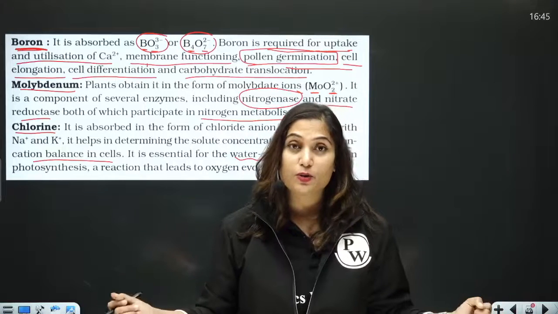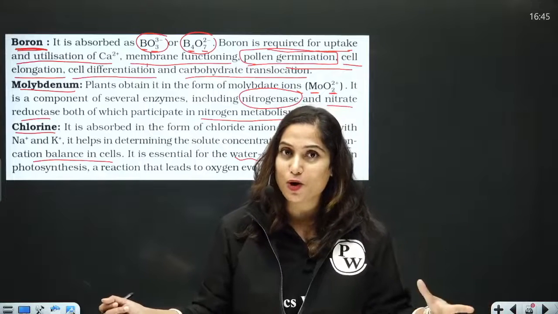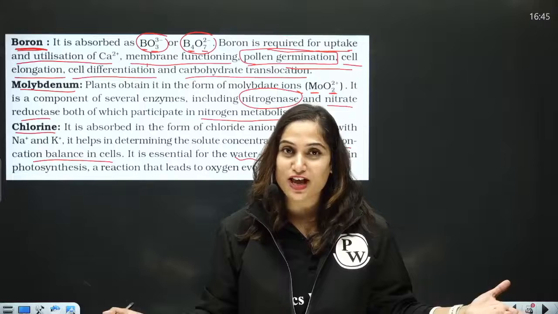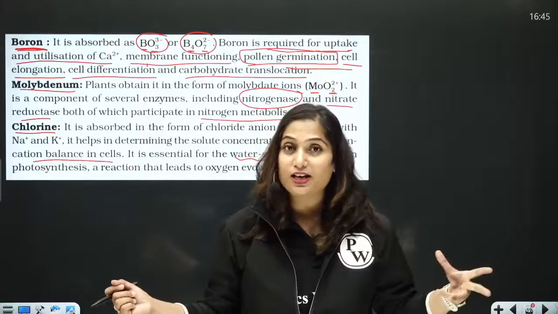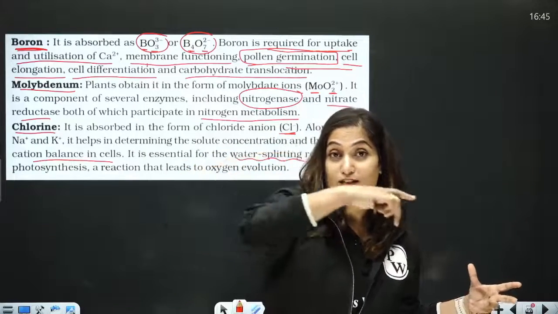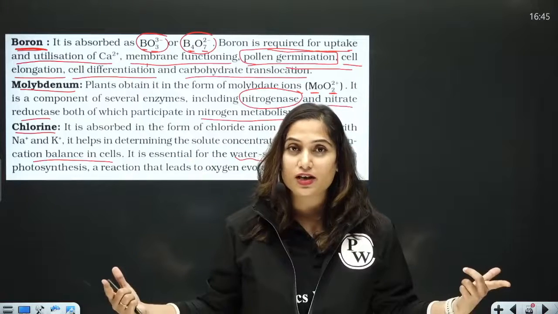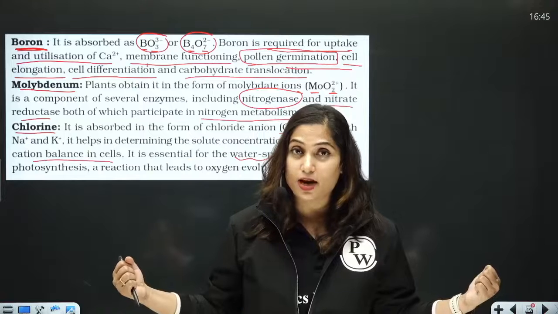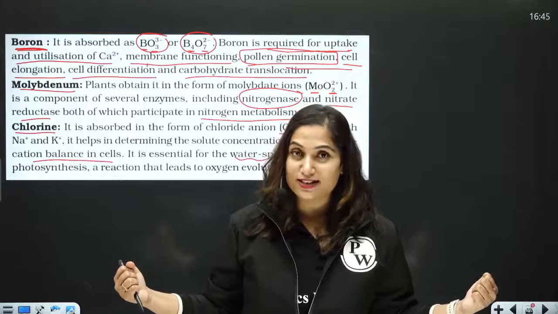Which mineral element is responsible for pollen germination? Boron. Which mineral element is responsible for phosphorylation reactions? Phosphorus. Which mineral element is responsible for carbohydrate translocation? Boron. Which mineral element is responsible for maintaining anion-cation balance and the turgidity of plant cells? Potassium ions and chloride ions.